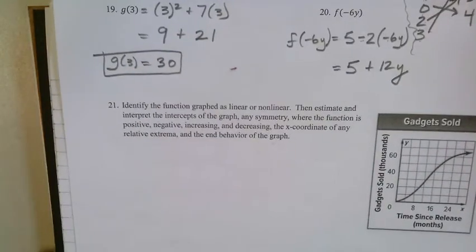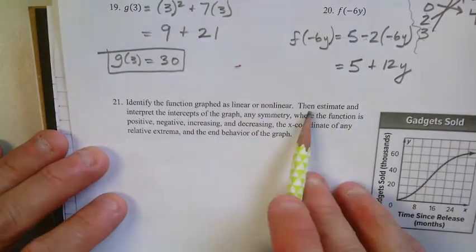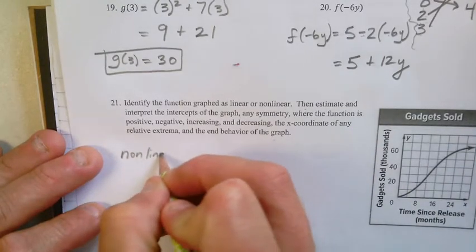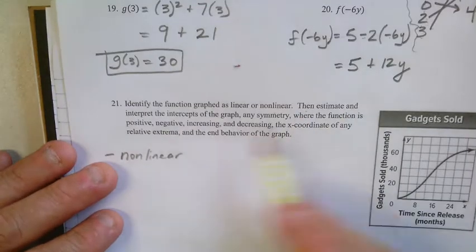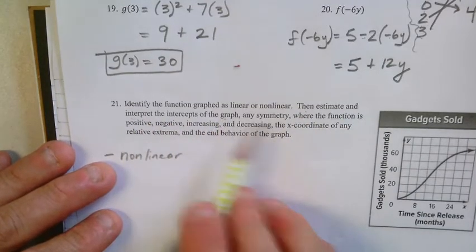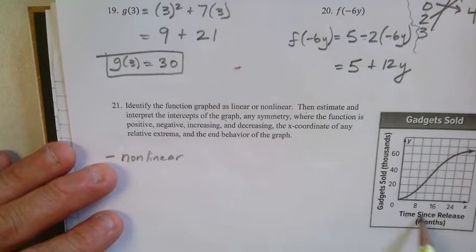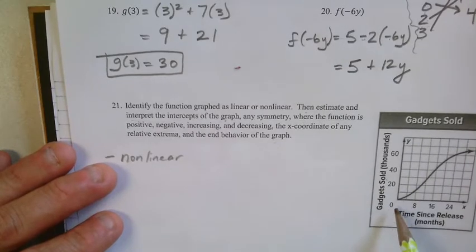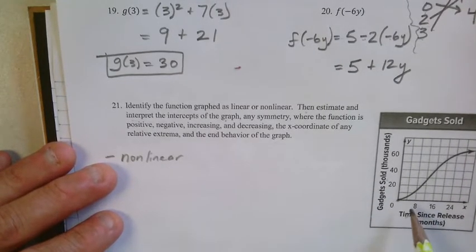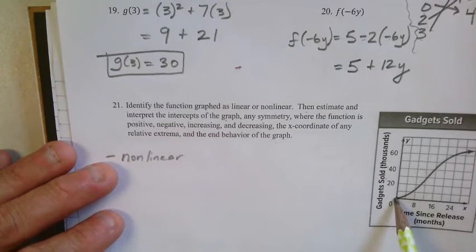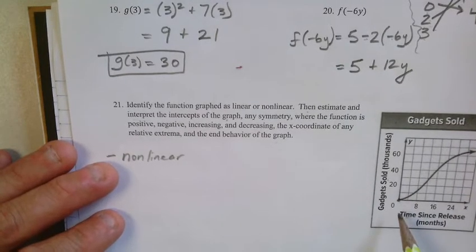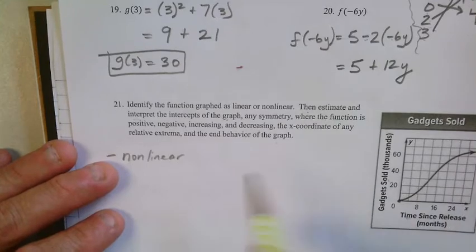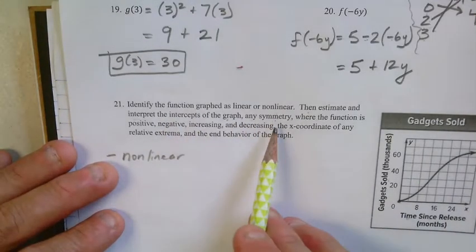For the last one, identify the function graphed as a linear or nonlinear. Obviously, it's nonlinear because it's got a little curve to it, so nonlinear. Okay. Then estimate and interpret the intercepts of the graph. Okay. Well, time since release, so gadgets sold by thousands. So the only intercept is at the origin, which would mean that they hadn't sold any at the time that they hadn't opened. Okay, once they started opening, it was a gradual growth in sales. Okay, any symmetry? No, there's no symmetry.